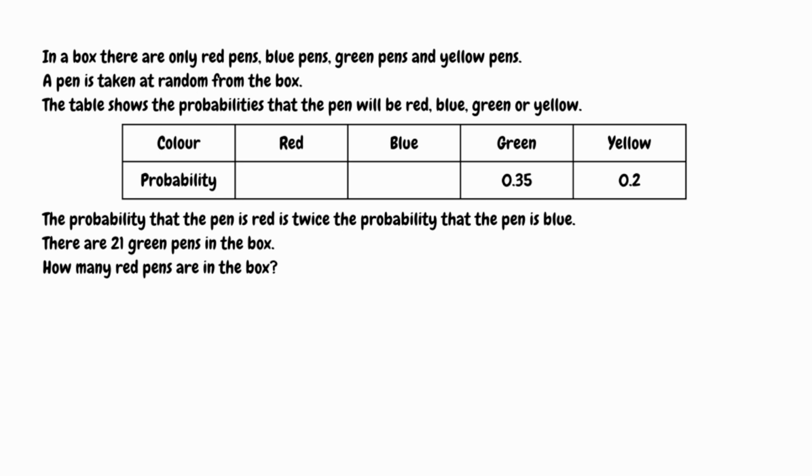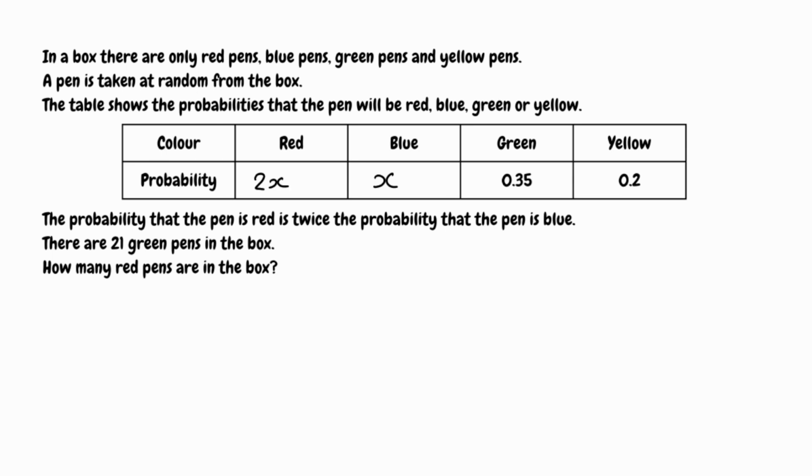So similarly, just like before, when we see a probability table, we want to first fill in the probabilities for the values that we don't yet know. So for this question, we're told that the probability that the pen is red is twice the probability that the pen is blue. So again, just like before, we're going to use algebra and give an expression as the probability. So if the red is twice as likely as the blue, we're going to say that the probability of blue is x, meaning that the probability of red being twice as much would be 2x.